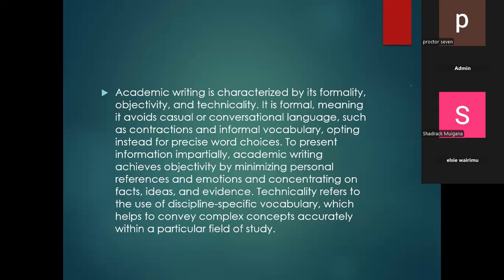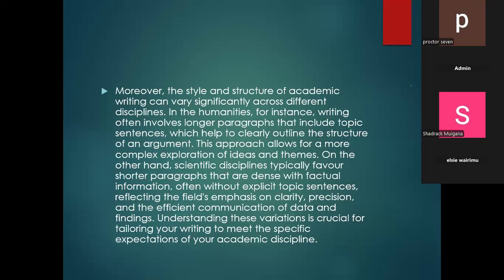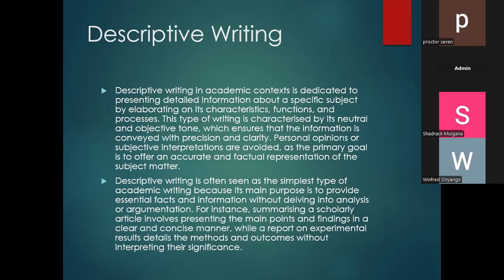And the technical, we have said every area has its technical words. Moreover, the style and structure of academic writing can vary across disciplines. For example, in the humanities, we have longer paragraphing and topic sentences which are very long. But when they come to scientific disciplines, the language is very precise and to the point. There are no explicit or very open topic sentences and so on. So you must look at your area. And the best way here, read articles in your area so that you know exactly how it is done.